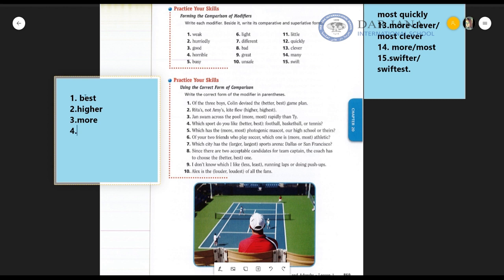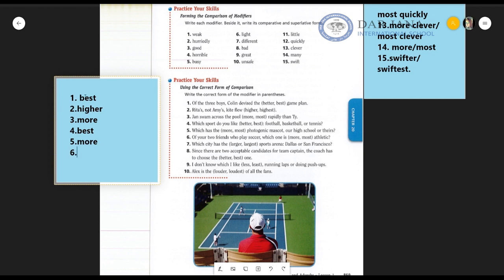Number 4. Which sport do you like better or best? Football, basketball, or tennis? 3 different sports are being compared. I go to the superlative form, so it's best. 5. Which has the more or most photogenic mascot? Our high school or theirs? So our high school's mascot is being compared to theirs. 2 different schools, 2 different mascots, so comparative, so it's going to be more.